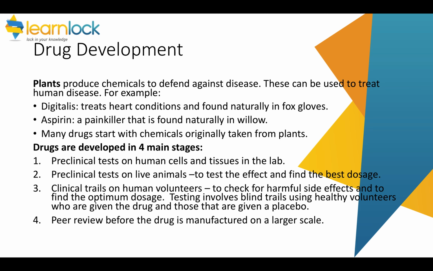So the next stage does require tests on live animals, normally two animals to test the drug thoroughly. And this is to find the effect and find the best dosage. Some people are against testing on animals, others believe that it is needed before it's given to humans. The third stage would be clinical trials on human volunteers. And this is to check for any harmful side effects. Obviously, severe side effects would have already been eliminated. And also to find the optimum dosage, so really fine-tune that dosage.